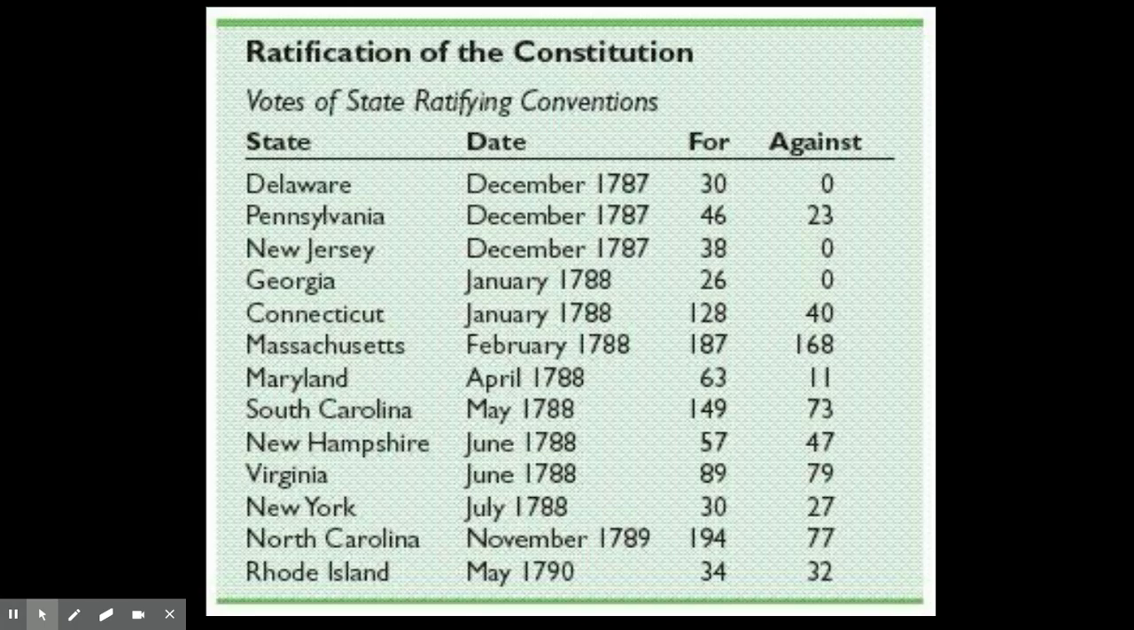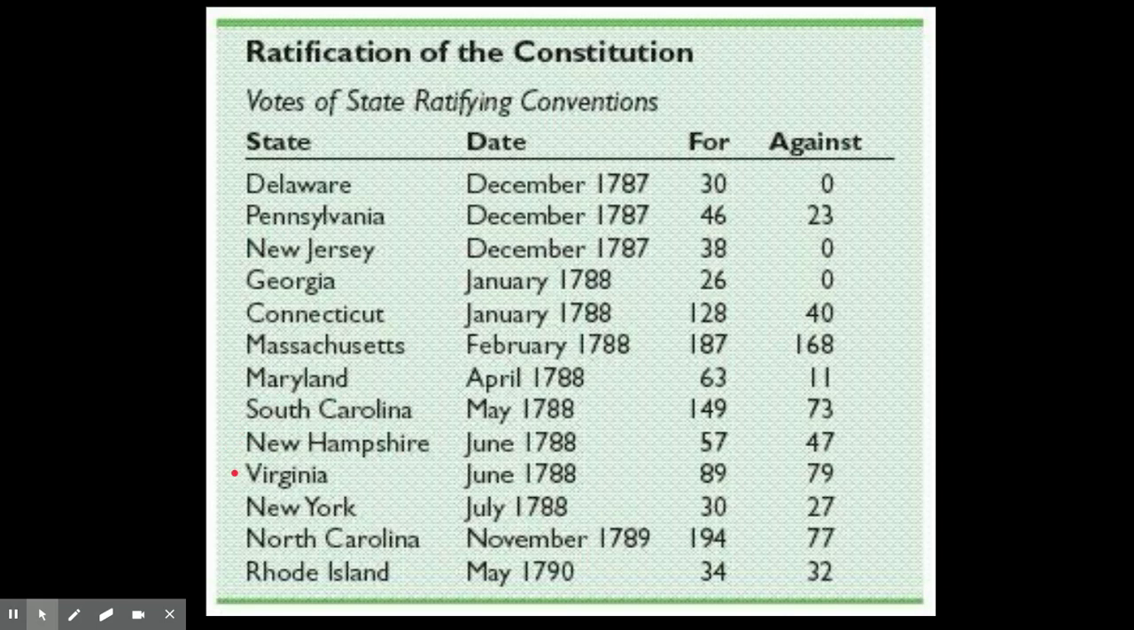So here you can see, remember, they had to have 9 states ratify the Constitution. Delaware, if you ever look at a Delaware license plate, it says the first state. The reason for that is because they were the first state to ratify the Constitution in December of 1787. So they're considered the first state. They go first for a lot of things because they were the first ones to do that. So we have 1, 2, 3, 4, 5, 6, 7, 8, 9. Now New Hampshire put them over the limit.